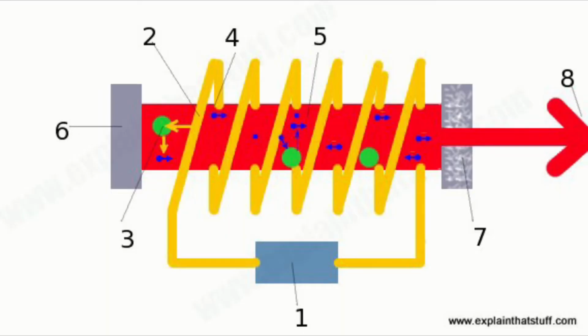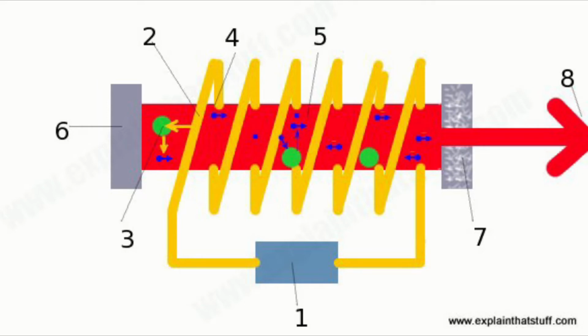1 represents the power supply. 2 is the energy being pumped into the ruby crystal. 3 represents the absorption level when electrons jump to a higher energy level. After a few milliseconds, the electrons return to their original energy level, ground state, by giving off a photon of light. This is called spontaneous emission.